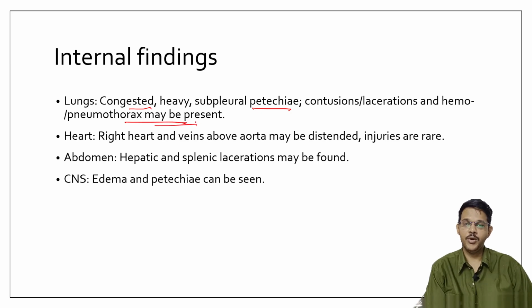Because of chest movements and fractures, the fractured ribs may lacerate the lungs, which may lead to pneumothorax. Also, hemothorax may be present. In the heart, the right heart and veins above it may be distended. Injuries are rarely seen. In the abdomen, hepatic and splenic laceration may be seen because of stampede. The person may force the abdomen, which may lead to laceration of the liver and spleen. Edema and petechiae of the brain may also be seen.